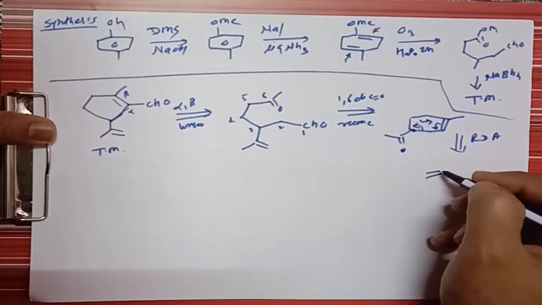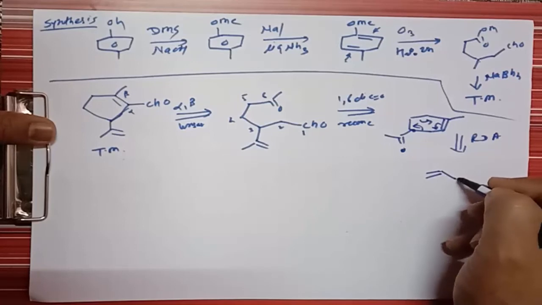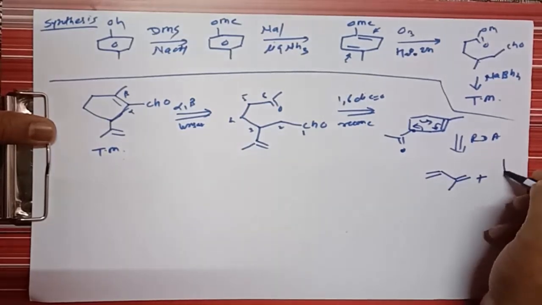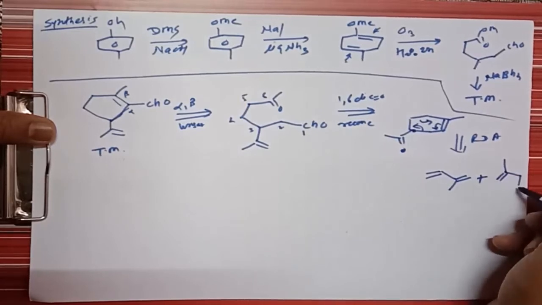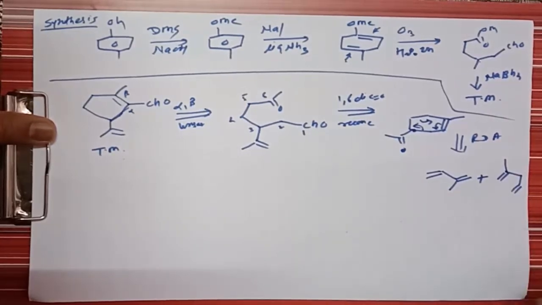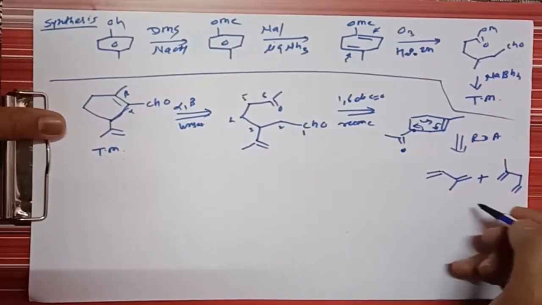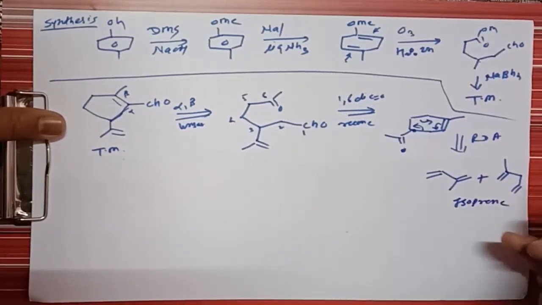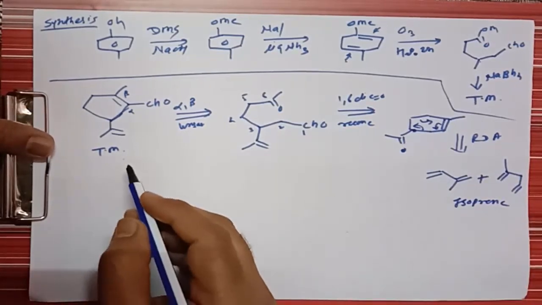double bond, then it contains C double bond, plus it gives formation of a molecule in this way, right. So what is this molecule? This molecule is called isoprene. So this is isoprene, because if you break this molecule, it gives formation of such a molecule, and it is called isoprene, right.